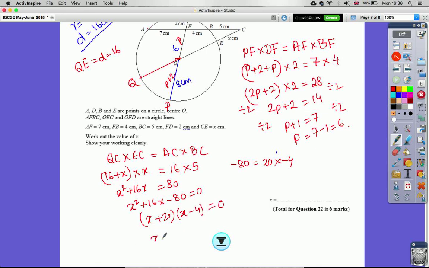So I can write x plus 20 equals 0. x is equal to negative 20. This is something I'm not going to accept because length is not negative. So I'm going to use the other one. x minus 4 equals 0. So x is equal to 4, and that is your answer.